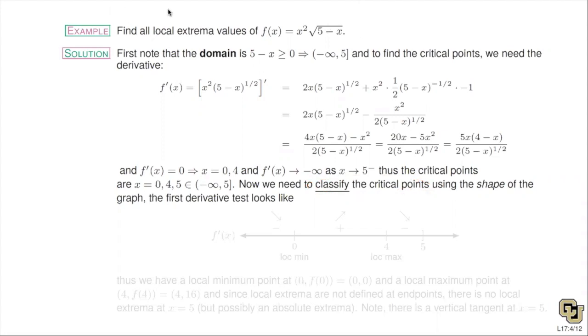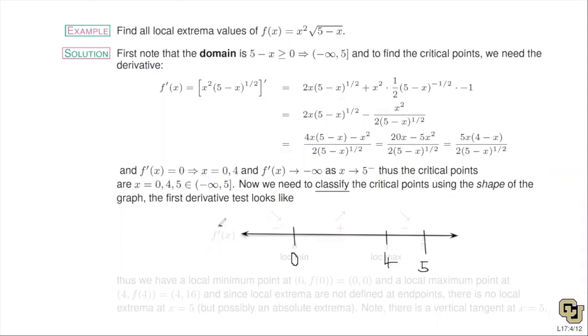I'm going to draw an x-axis, put the critical points on the x-axis, and check the sign. So here's 0, here's 4, here's 5.